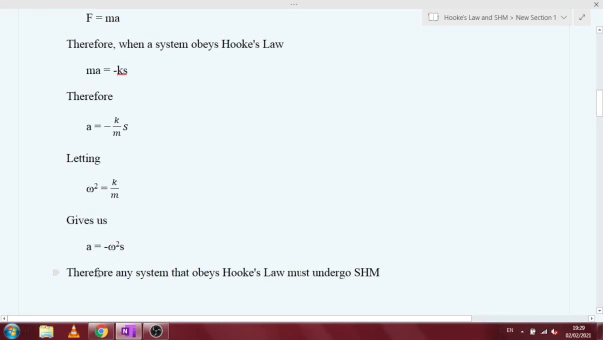So based on our presumptions, any system that obeys Hooke's law must undergo simple harmonic motion. We start with the formula for Hooke's law, we end up with the formula for SHM, so we show that they're linked.